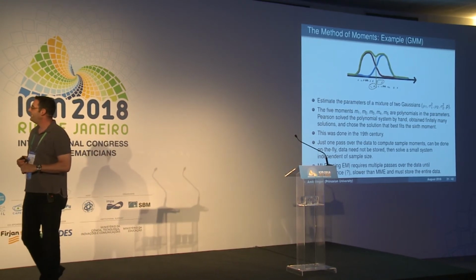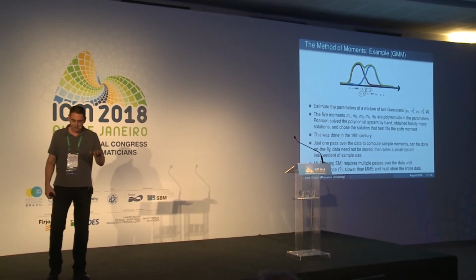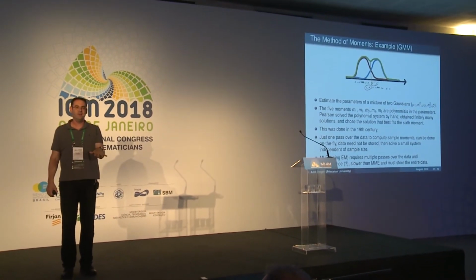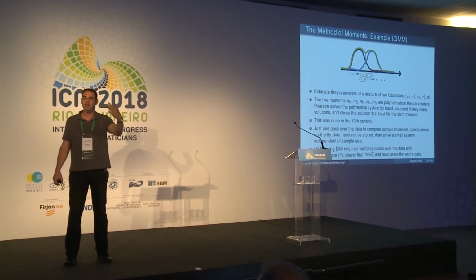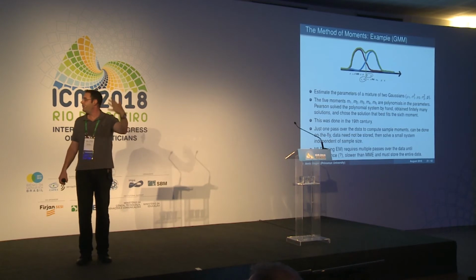Pearson used one more moment, the 6th moment, in order to pin down the parameters exactly. And the nice thing about the method of moments is that you just need one pass over the data, and you don't even need to store the data. You can do it in a completely streaming fashion, unlike EM, where you have to revisit the data again and again.